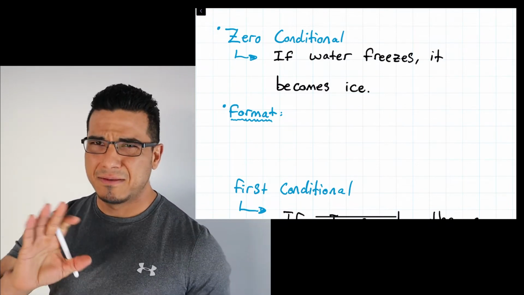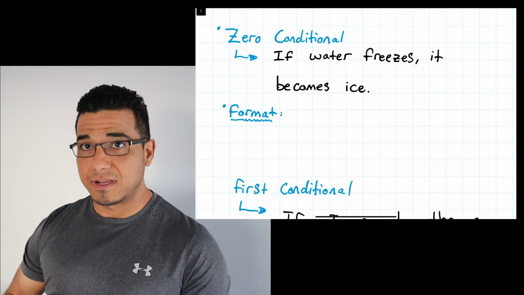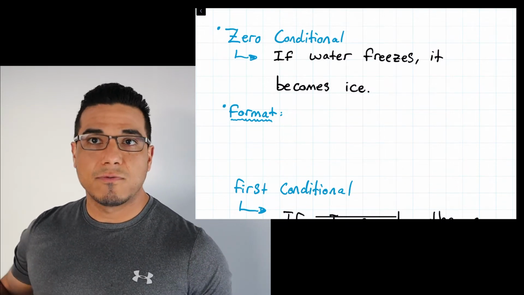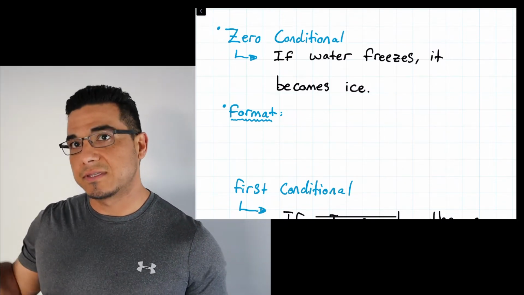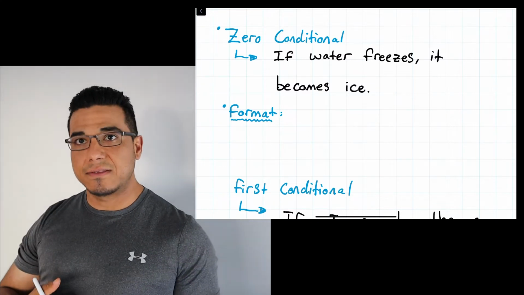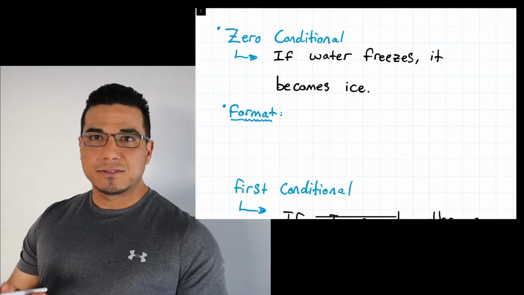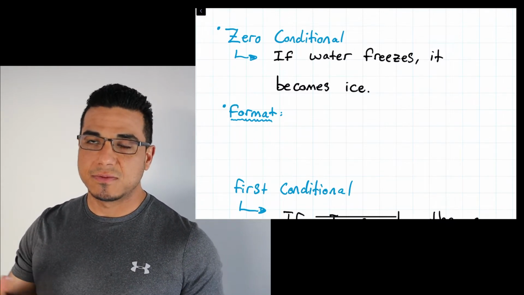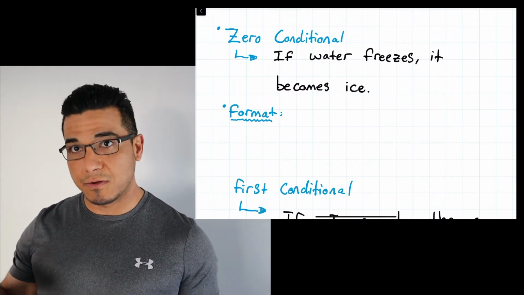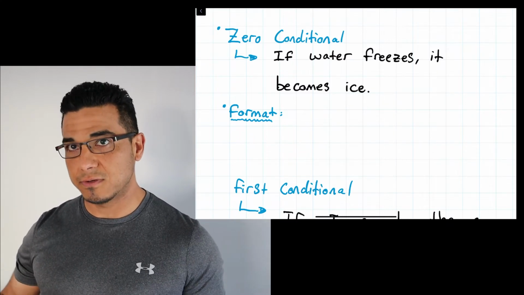So let me be more specific, like in the example that I give, where if water freezes, it becomes ice. Now, in this sentence, it's 100% true. However, keep in mind, as with most things, there's always going to be exceptions, but still, for the sake of argument, we're going to go ahead and just assume that it's 100% true.